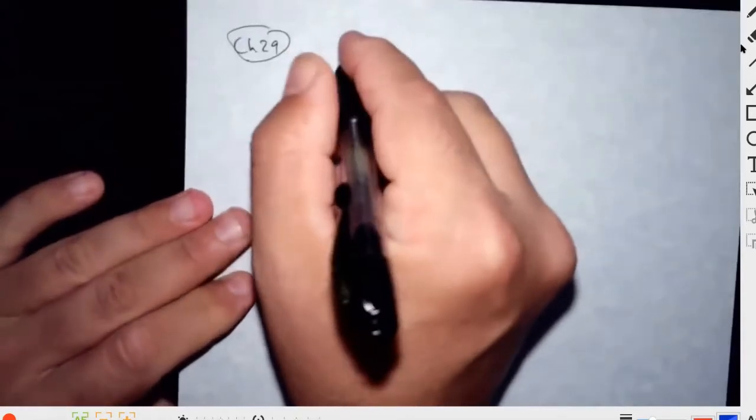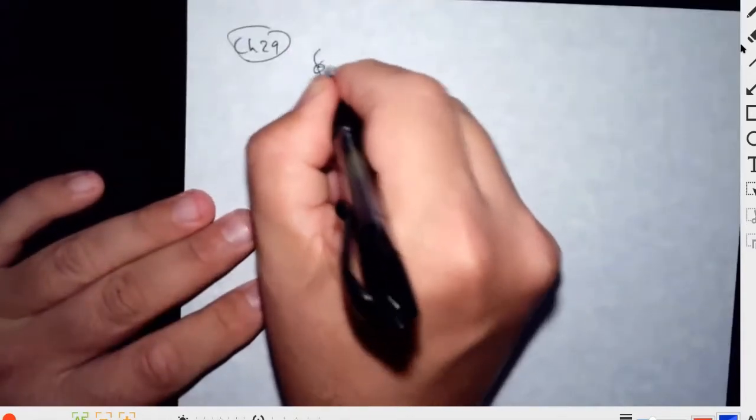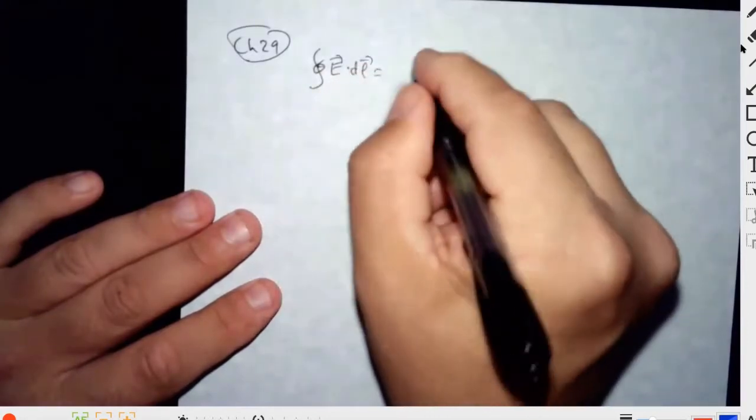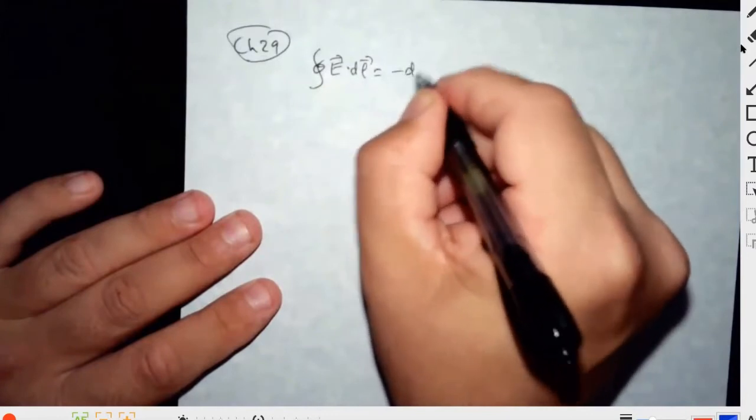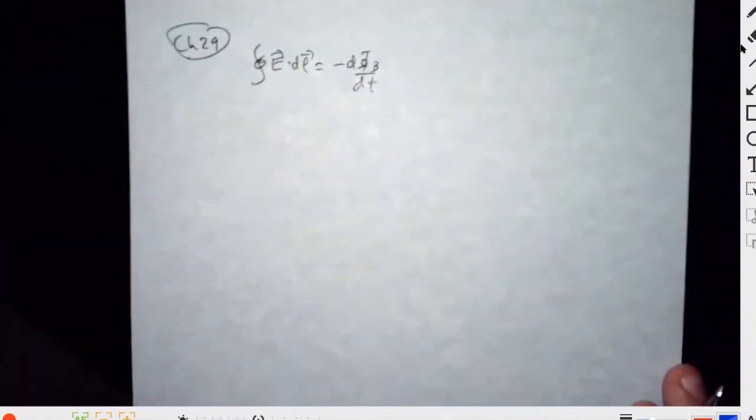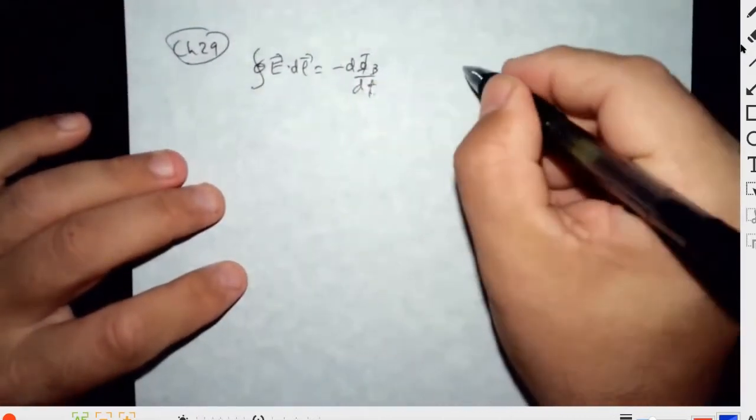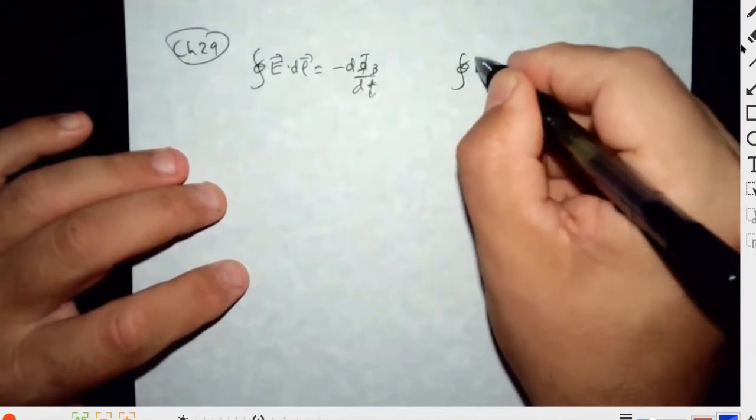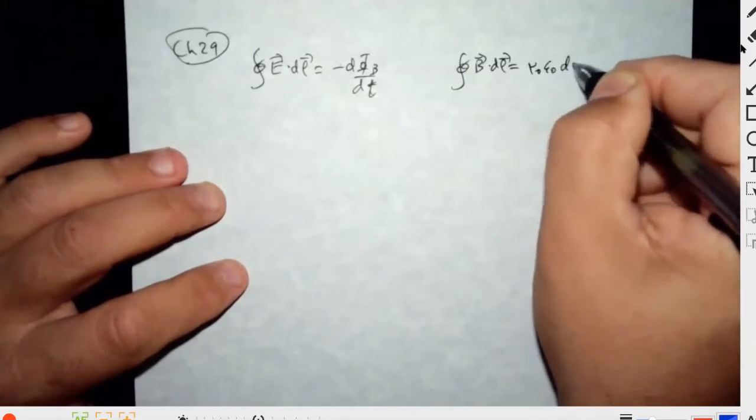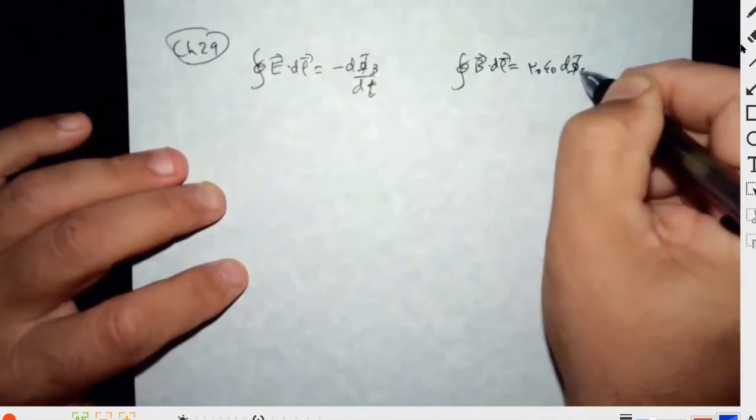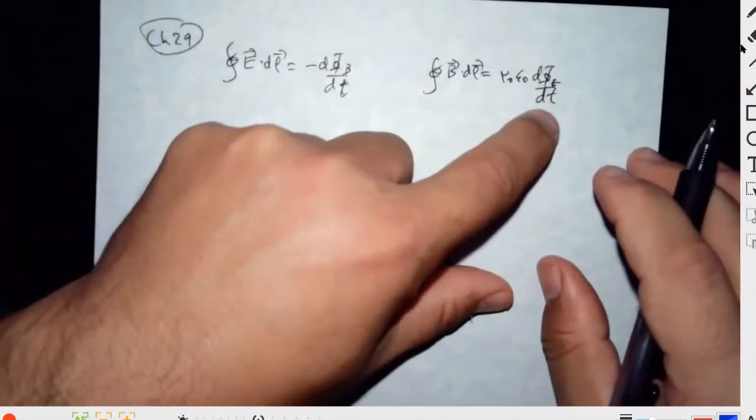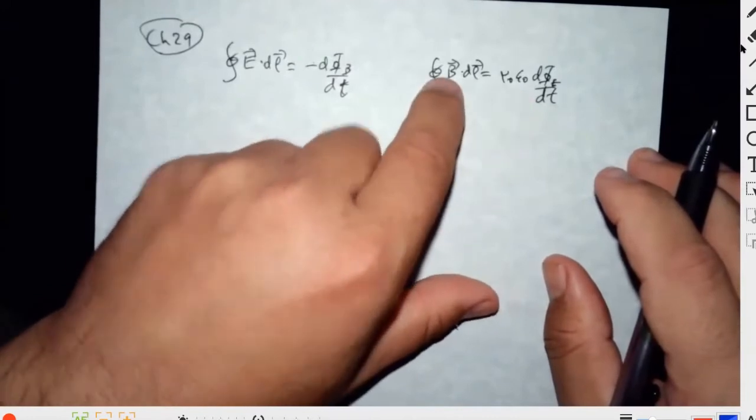So now we have the integral of E dotted into dl is equal to negative dΦ_B/dt. Remember, we covered the modified Ampere's law the other day, and we said it was B dotted into dl equals μ0 ε0 dΦ_E/dt. So this said that if you change the electric flux over time, you create a magnetic field.